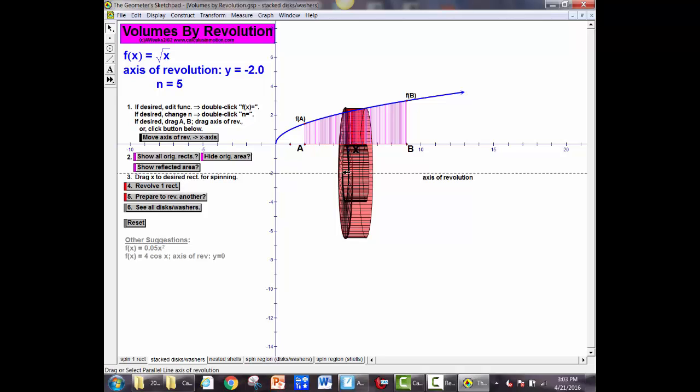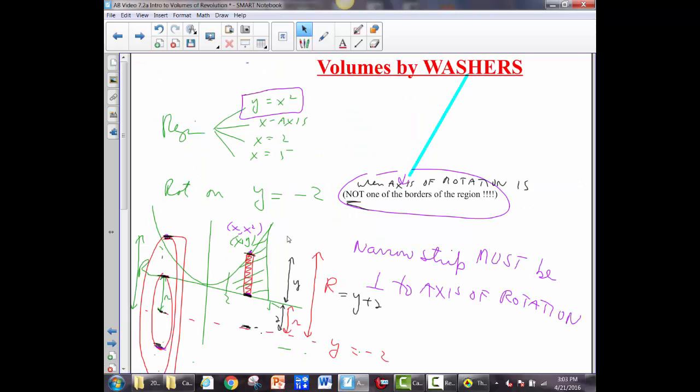Now, obviously, the formula is not pi r squared h because it's not a single cylinder. It's actually a big cylinder with a cylindrical hole in the middle. So it's going to be different. Okay, so here's what we have.